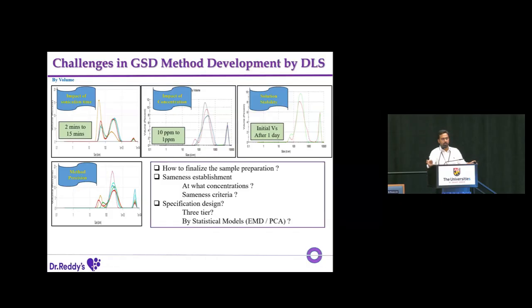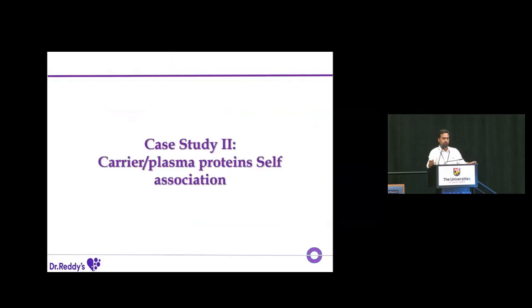So this is case one, and then let me go through the second case, which I think is most of the people's favorite: carrier and plasma protein self-association.